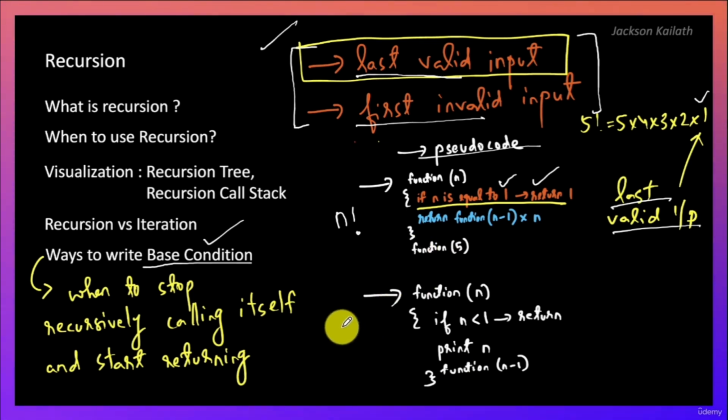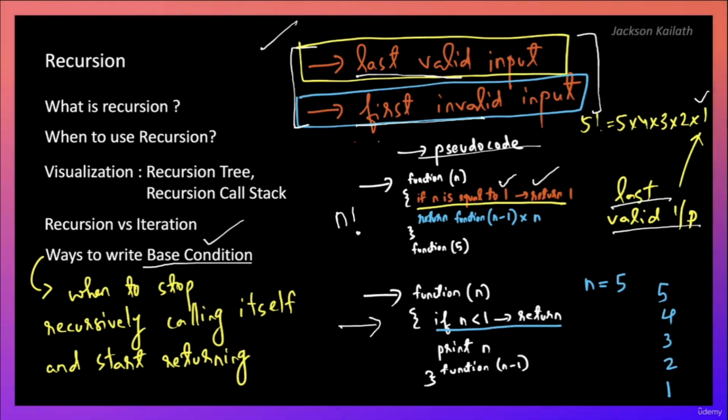For example, over here we have a function that can be used to print the values from n to 1. Okay, so let's say n is equal to 5, so the output would be 5, 4, 3, 2 and 1. Now over here notice that the base case has been written as the first invalid input. So the last valid input in this case is 1, and after 1 we get to 0, which is less than 1, right? And this over here is the first invalid input.